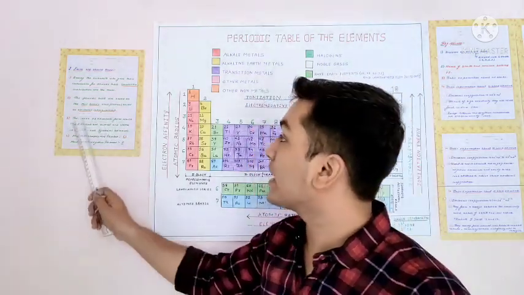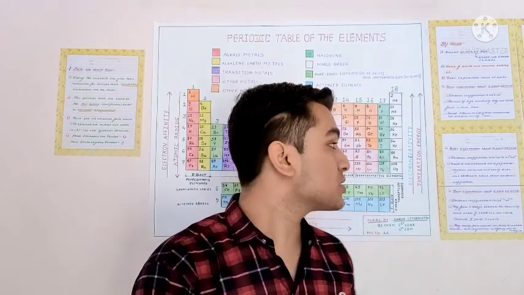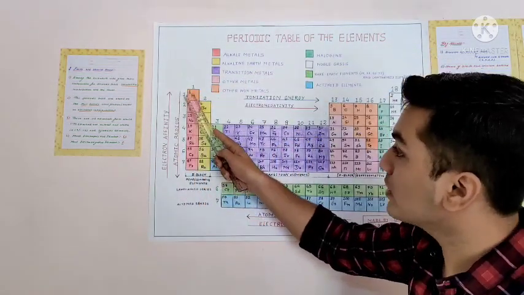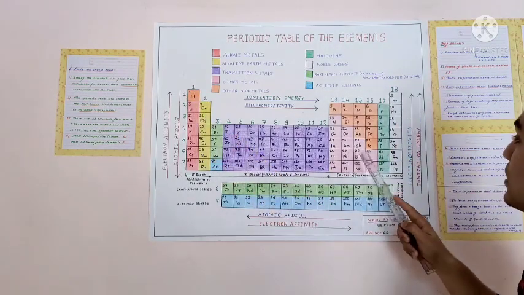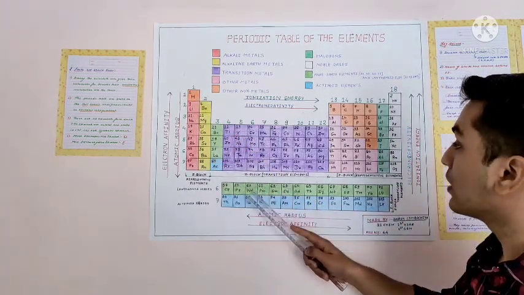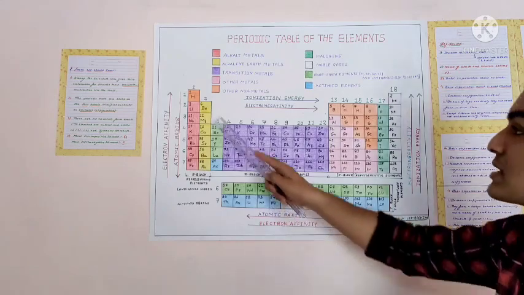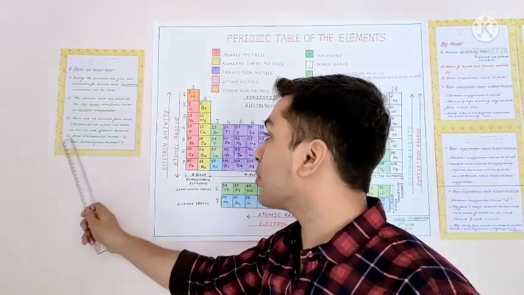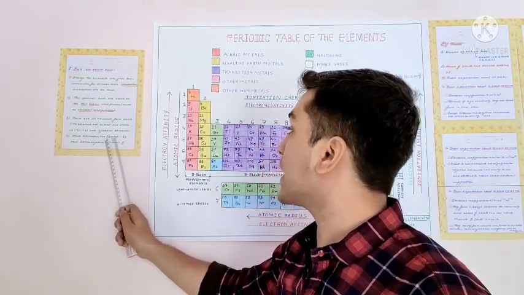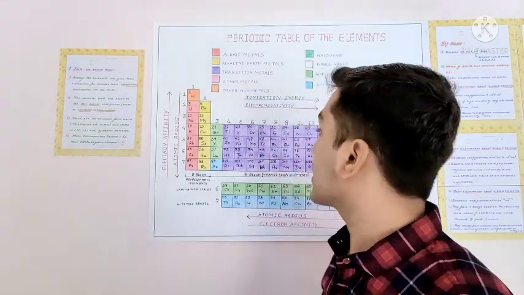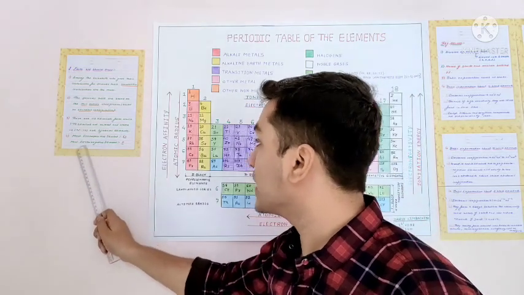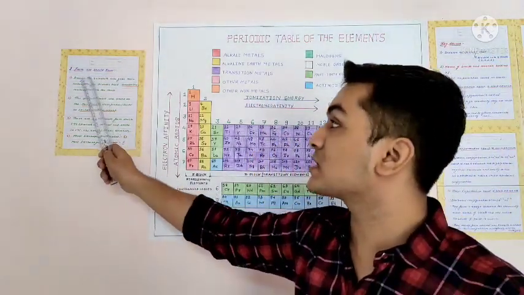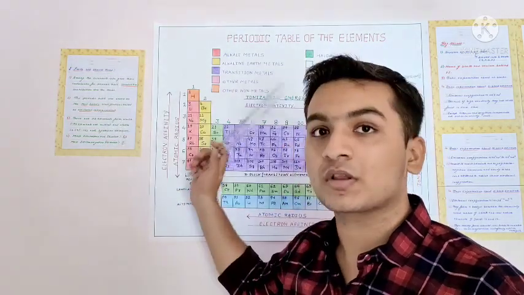Third point, there are 118 elements in this periodic table, but from element number 1 to element number 94, these elements are natural and the others are synthetic. Fourth point, the most electropositive element in this periodic table is cesium. The most electronegative element is fluorine. So these were the facts which we should know about this periodic table.